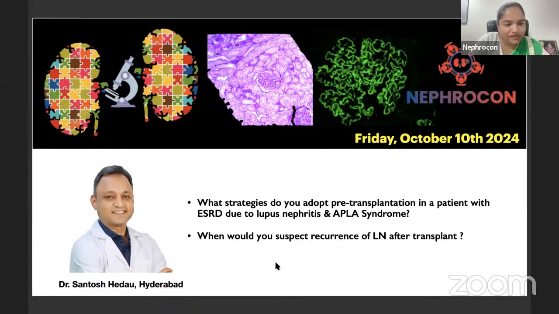Right. Most of these guidelines are already in the American literature, so we might have to have our own data now on rituximab being useful in lupus. Any comments about anything else, sir, you want to add about suspecting recurrence of lupus after transplant?